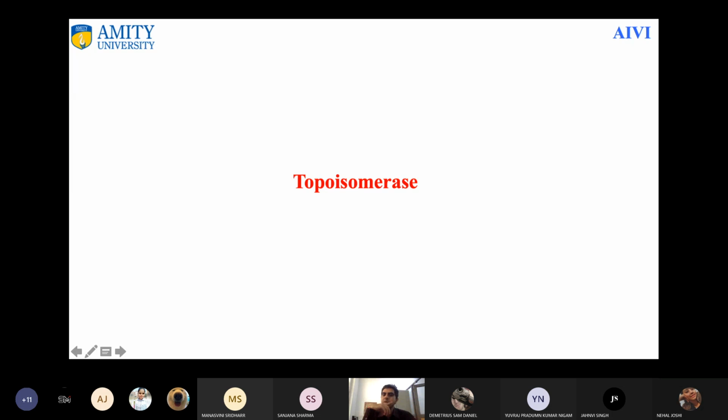Here the isomer is on the basis of topology. Like my hand, it is the same hand, like this or this, but there are two different forms. These two different forms are topological forms. If two things differ in their topology, you call them topoisomers. Okay, so here are enzymes.